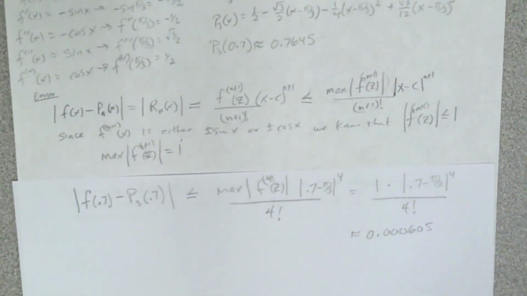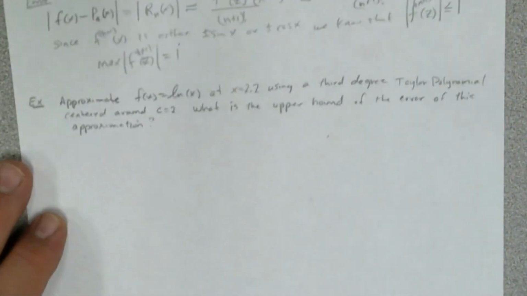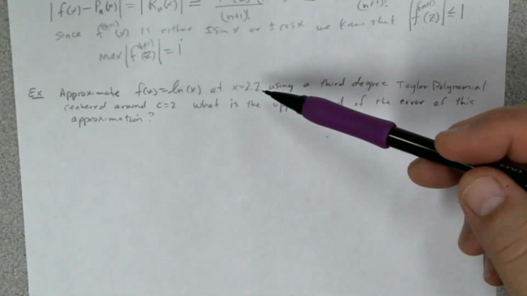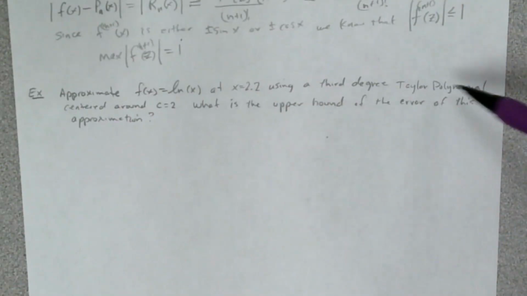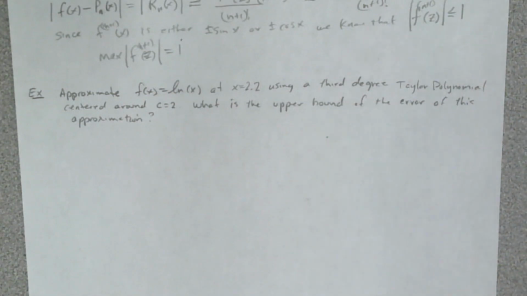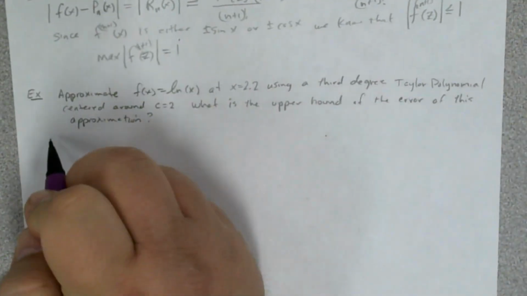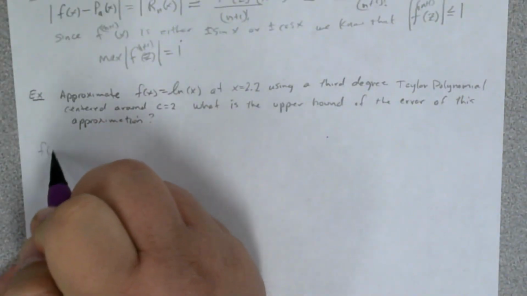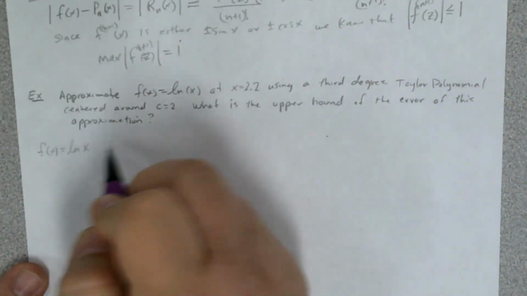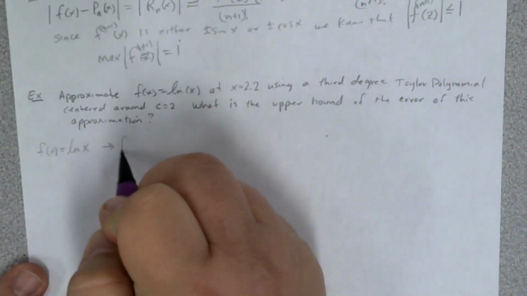All right, so let's take a look at another example. And I have that one right there. Okay, approximate this. Now this is a natural log at x equals 2.2 using a third degree Taylor polynomial centered around c. What is the upper bound of the error of this approximation? So basically the same question again. We're just going to do it with a different function and see how that lays out. Okay, so same thing again. You have to find all your derivatives. So we have the natural log as our function. And then from that we're also going to find the value of this at our point 2.